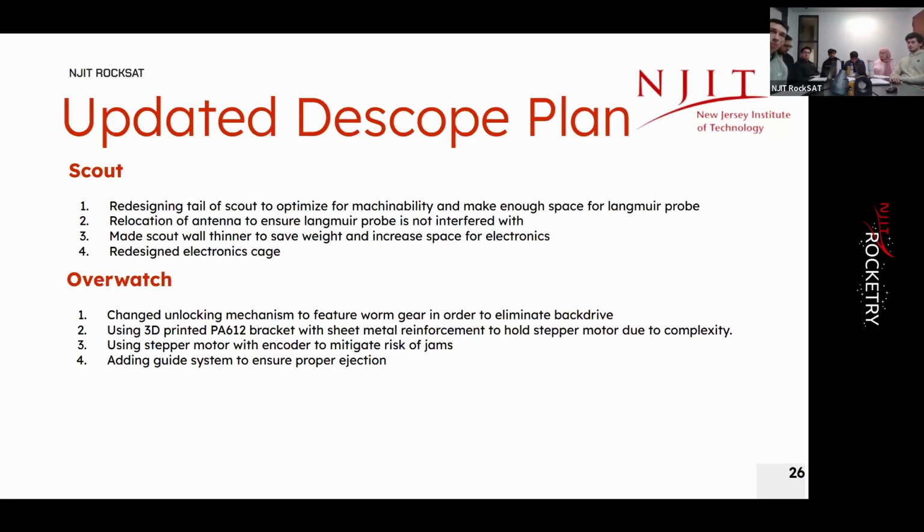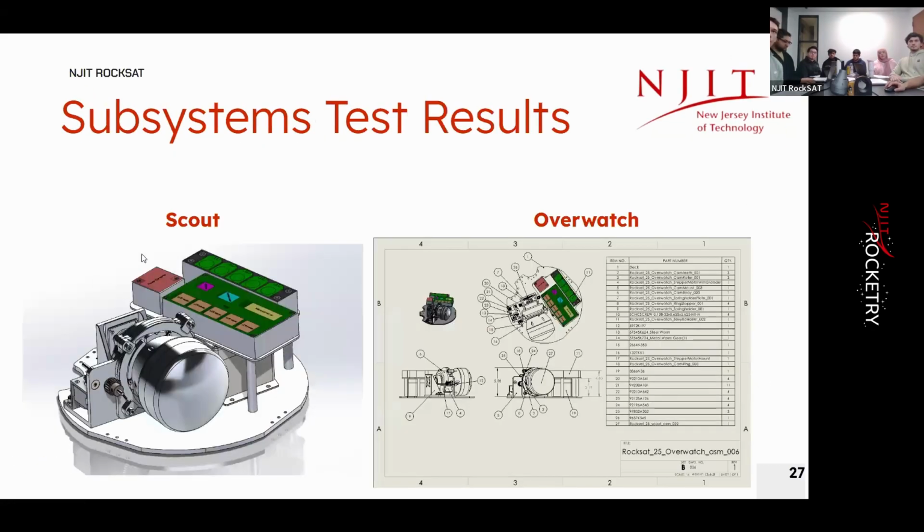For the Overwatch module, we changed the unlocking mechanism to feature a worm gear to eliminate the possibility of backdrive. We're using a 3D printed PA612 bracket with sheet metal reinforcements to hold on the stepper motor. We're using a stepper motor with an encoder to mitigate risks of jams. And we are possibly adding a guidance system to just make sure that Scout leaves the capsule without interfering with any other. All right, and then this is the start of the subsystem test review.